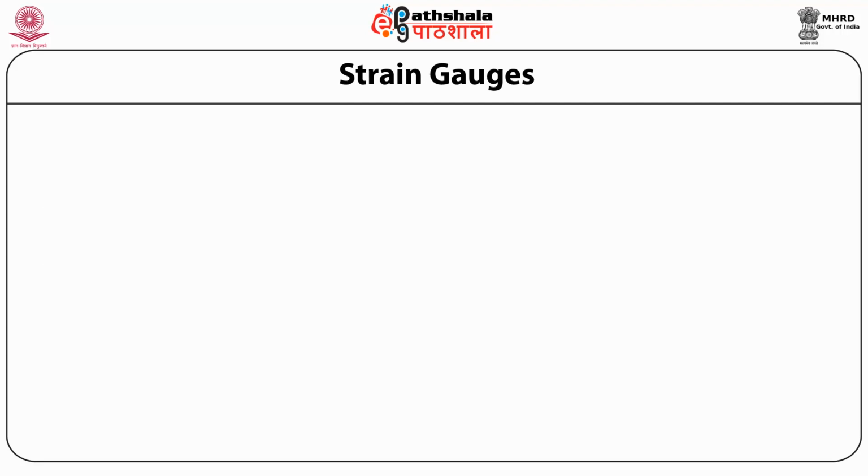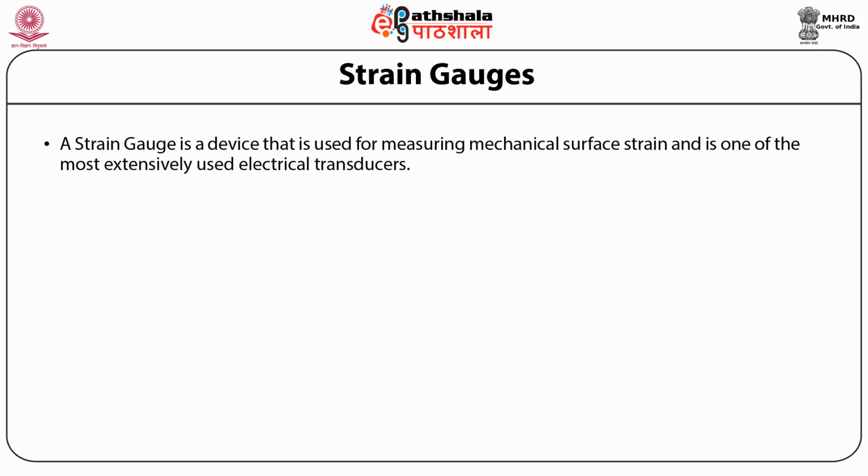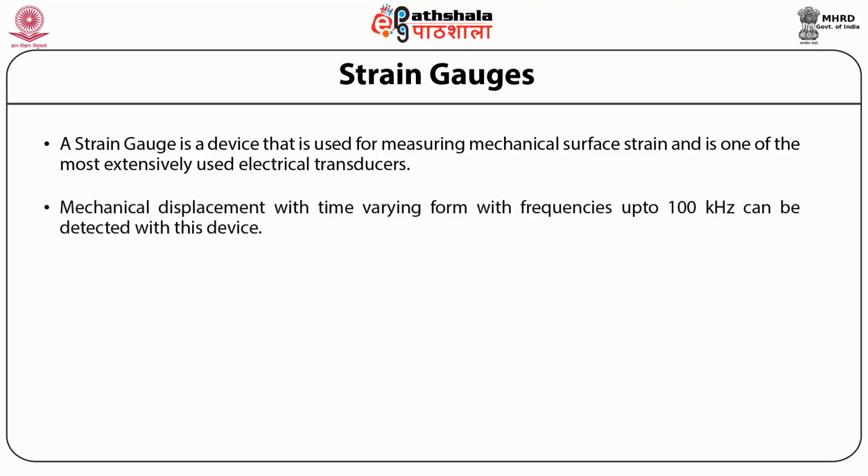Strain gauges. A strain gauge is a device that is used for measuring mechanical surface strain and is one of the most extensively used electrical transducers. It can detect and convert force or any small mechanical displacement into an electrical signal. Mechanical displacement with time-varying form with frequencies up to 100 kHz can be detected with this device.